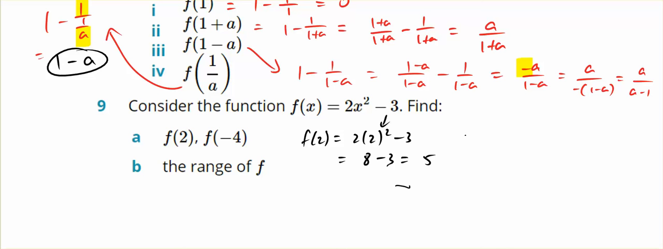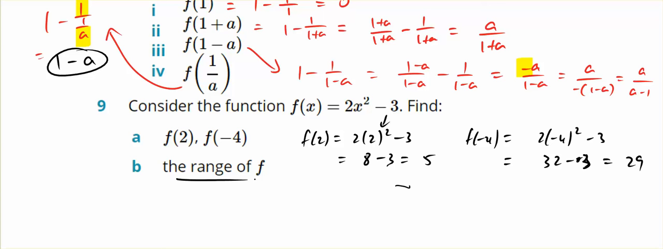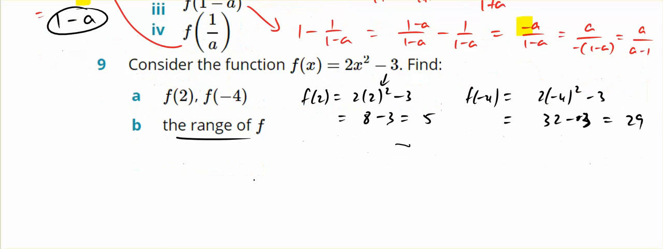Okay, so it's better. f(-4) equals 2 times negative 4 squared. Remember, whenever you're squaring any number, it's always going to be positive, whether it's negative or not. Okay, so 4 squared, 16. 16 times 2 is 32. 32 minus 3. Oops, 32 minus 3 is 29. Okay. Find the range of f.